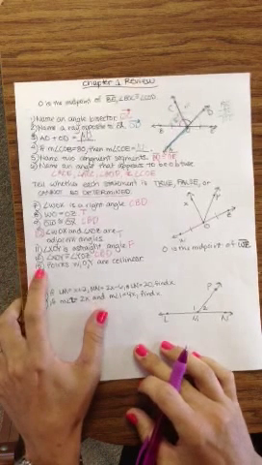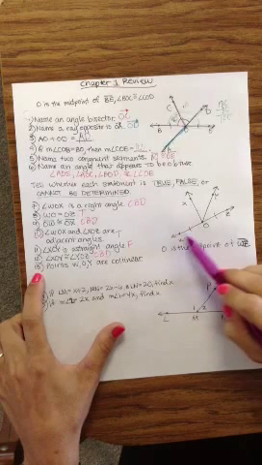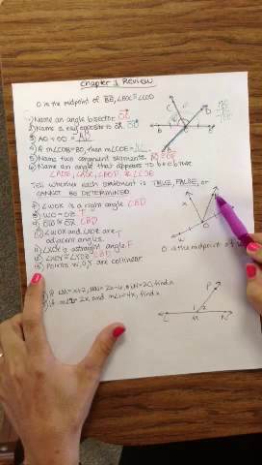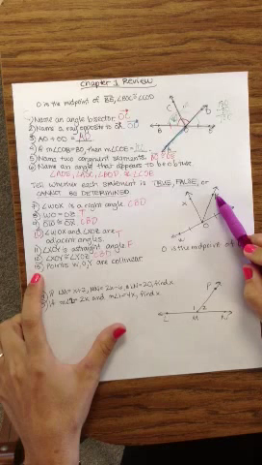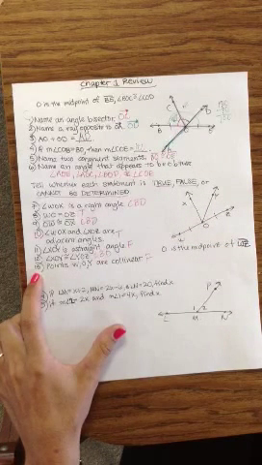Number 13, points W, O, and Y are collinear. Let's look at them. W, O, Y. No, I can clearly see that those are not collinear. They are not lying on one line, so that is false.